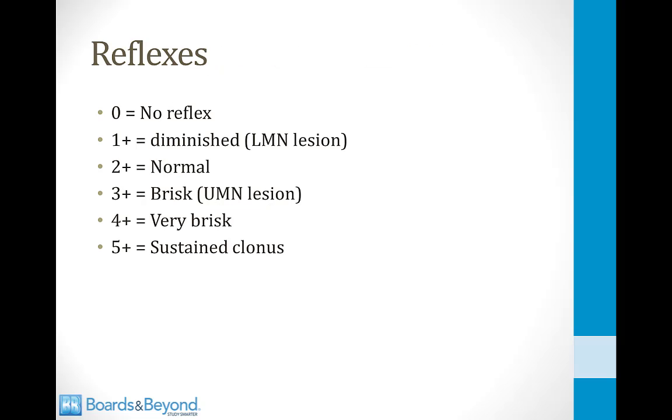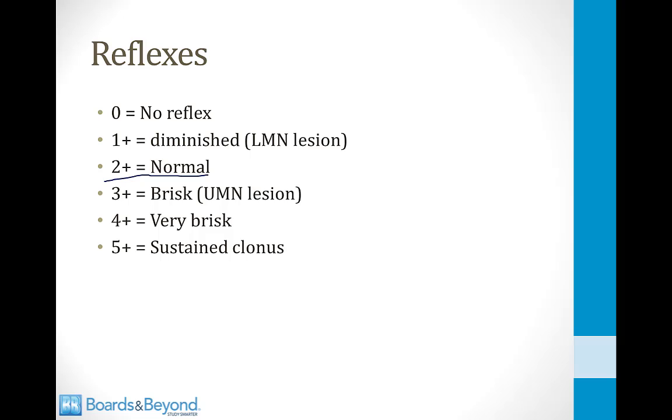Reflexes are described using a 5-point system, and this is especially important for USMLE exams. On exams, they will give you a number to tell you how vigorous the reflex is. So a 0 reflex means there's no reflex present, 1+ means it's diminished, 2+ is a normal reflex, 3+ is a brisk reflex, 4+ is very brisk, and 5+ means there's sustained contraction of the muscle.